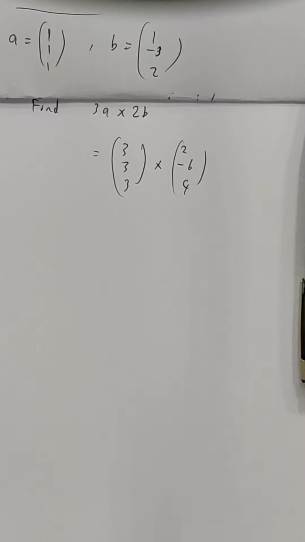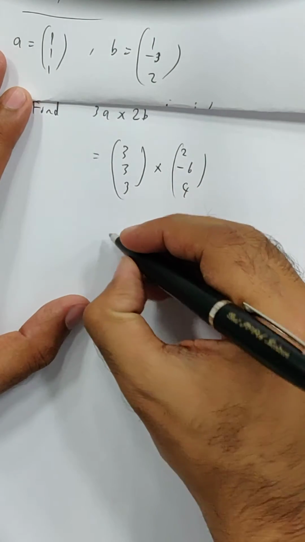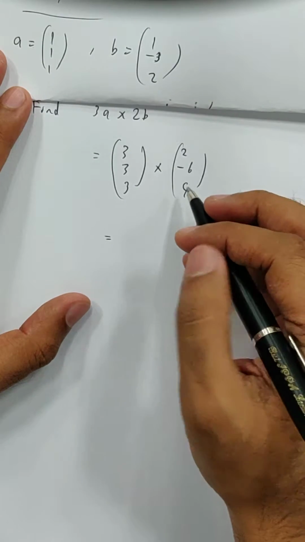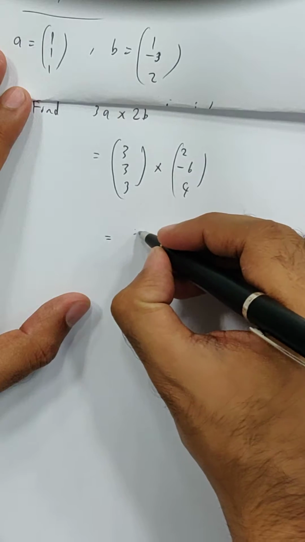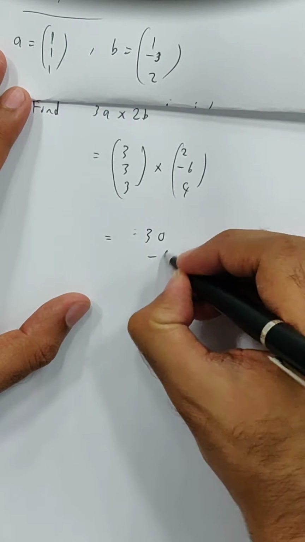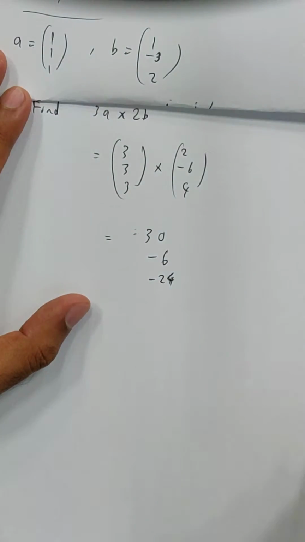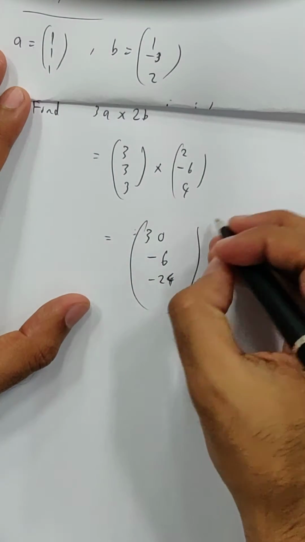Forgot to bring my props. Have you got it? Hurry up. So what do you get? You got yourself 30i minus 6j minus 24k. You agree with me? This is what you should write down for your final answers.